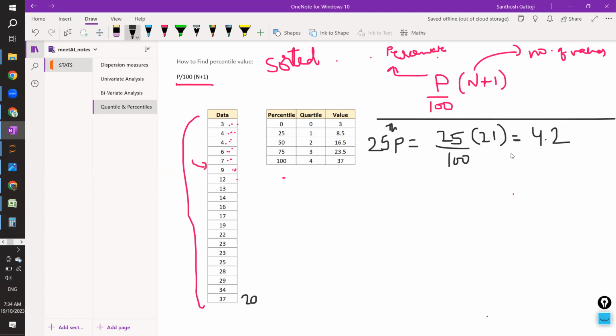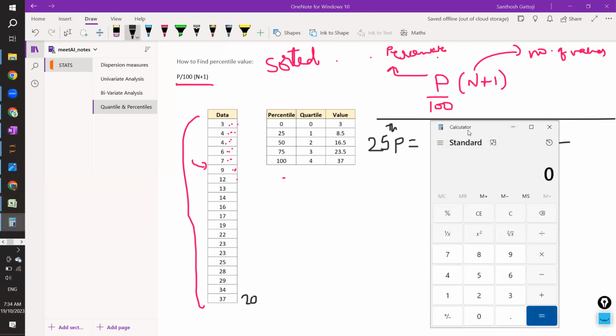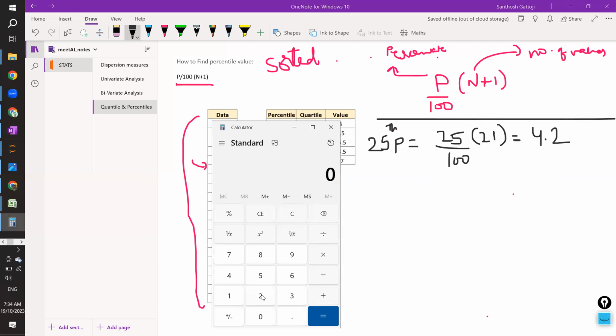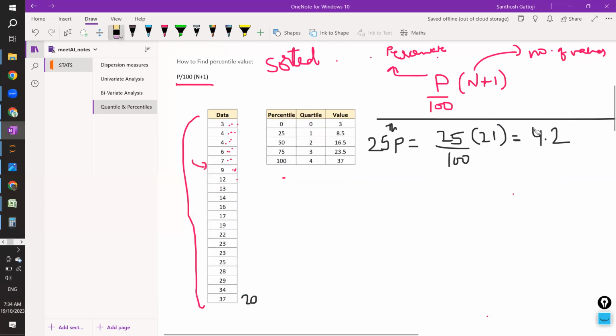From the simple formula, you are getting something called 5.2. Fine. What does that mean? It is not the actual percentile value. It is 5.25, okay, fine. Let me calculate. 5.2.